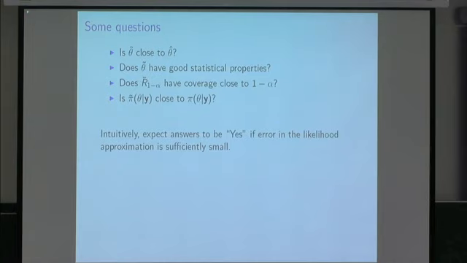Intuitively, you expect these things to have quite positive answers, provided that the error in the likelihood approximation is sufficiently small in some way. But first of all, we have to think about what we mean by error in the likelihood approximation. What's a meaningful error to look at? And then what condition do we put on sufficiently small?